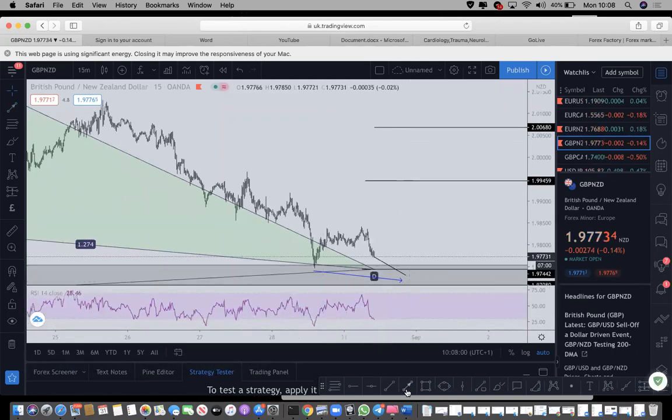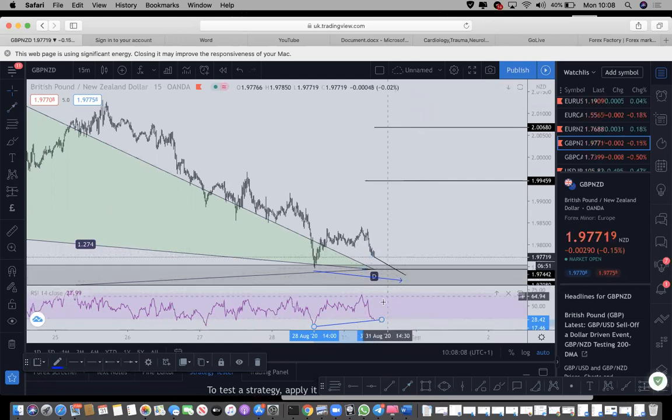I want to see, oh, it has already started. Look at that. It has already started. So I want to see GBP NZD create another low and form this divergence and then shoot up.